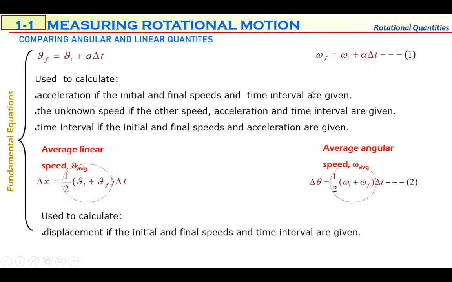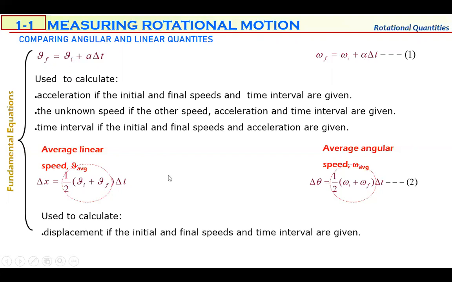Teacher, how can we know which equation we will use? Maybe delta theta over delta t, or omega final equals omega initial plus alpha delta t. If acceleration is talked about, if acceleration is given, you are going to choose this one, of course. This is the equation which includes acceleration.